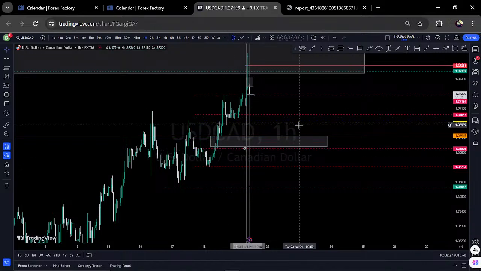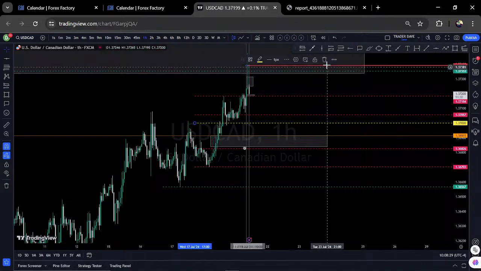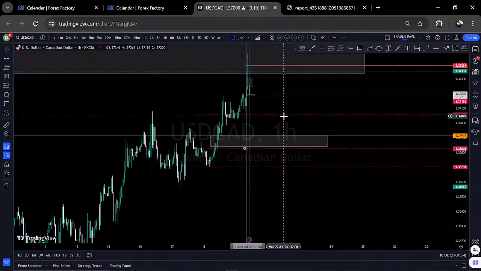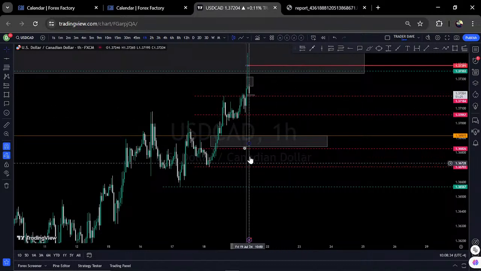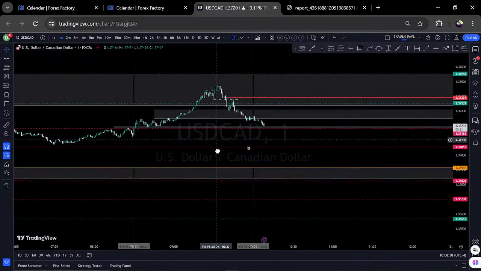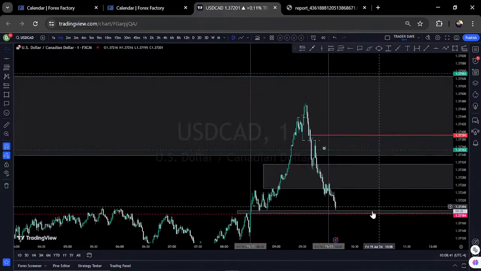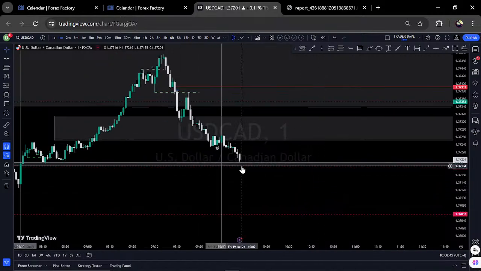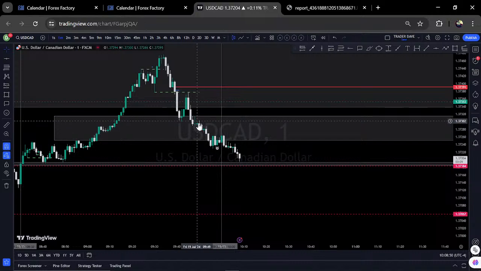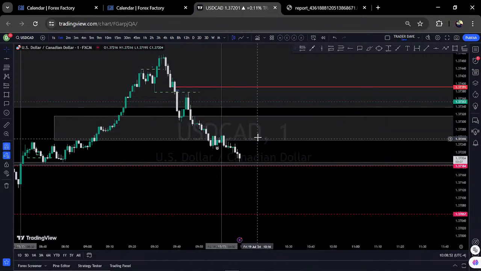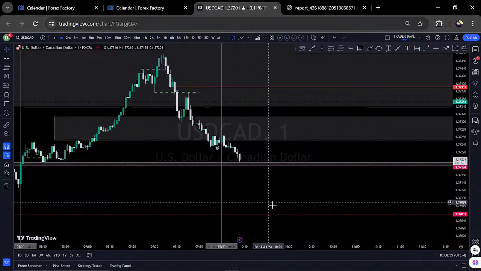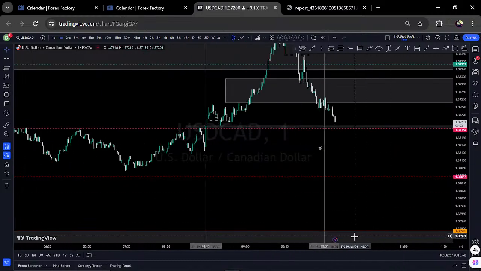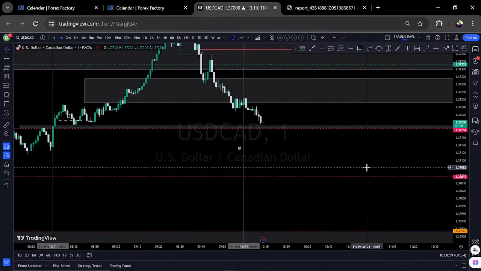So I expect the market to come down to at least this yellow line here. So let's get back to still waiting for the market to give us a reaction from around here. We take out some of these liquid structures here, before we continue down to this point for our entry.